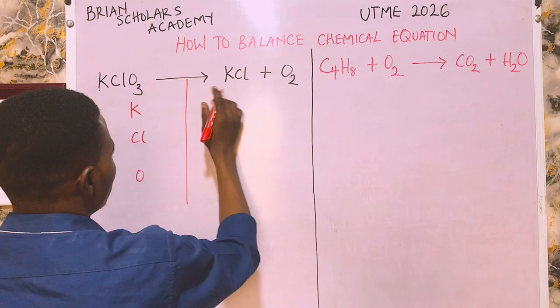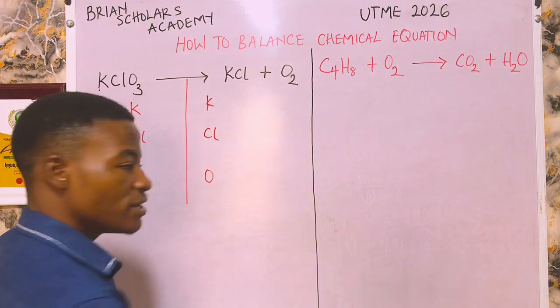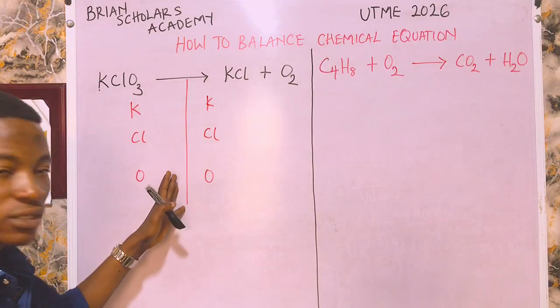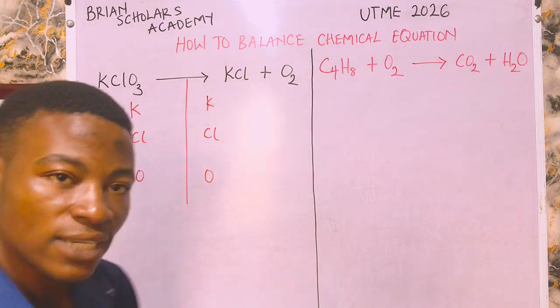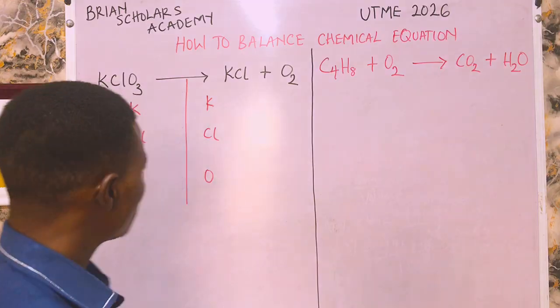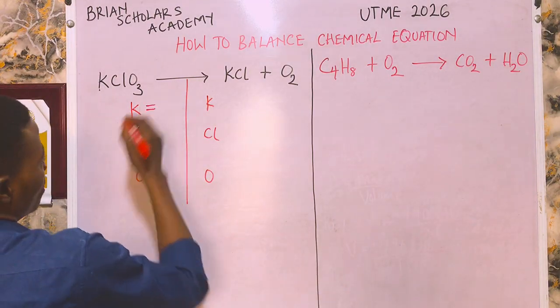On this side as well, what do I have? I'm having potassium, I'm having chlorine, and also what? Oxygen. Very simple. Once you list out these elements on both the reactant side and the product side, the next thing is that you check if there is presence of metal. Yes, we have metal here, right? Then you try to balance the metal first. It's always very important for you to balance metal first.